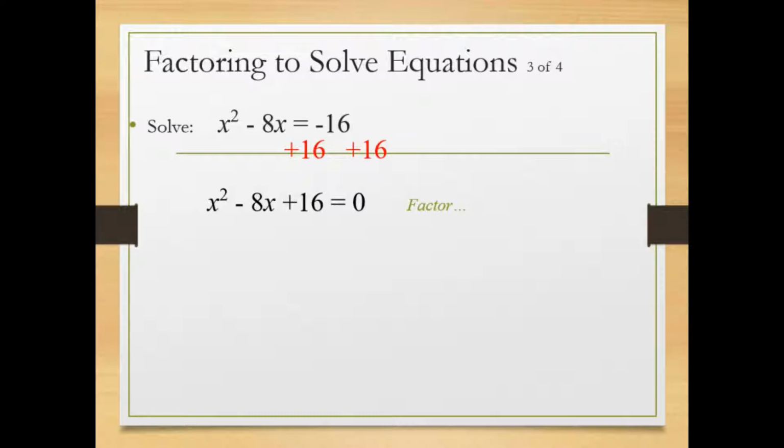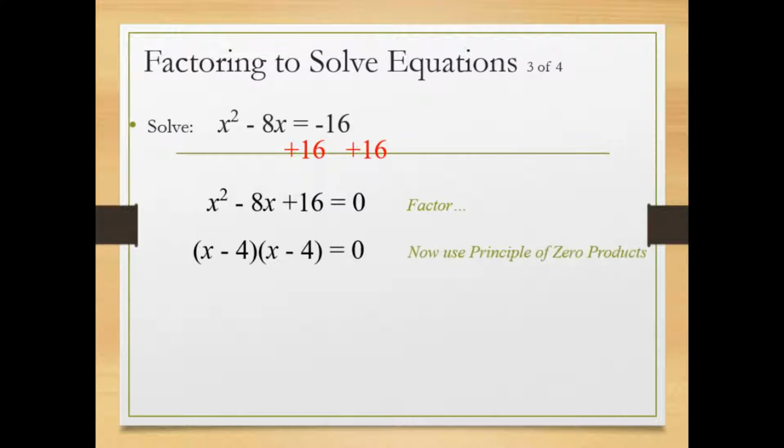Because it has 3 terms, we now consider whether it's a perfect square trinomial. First term is a perfect square. Last term is a perfect square, 4 squared. Multiplying the 2 together and doubling is the middle term, so this does follow the pattern of a perfect square trinomial and factors into the following.